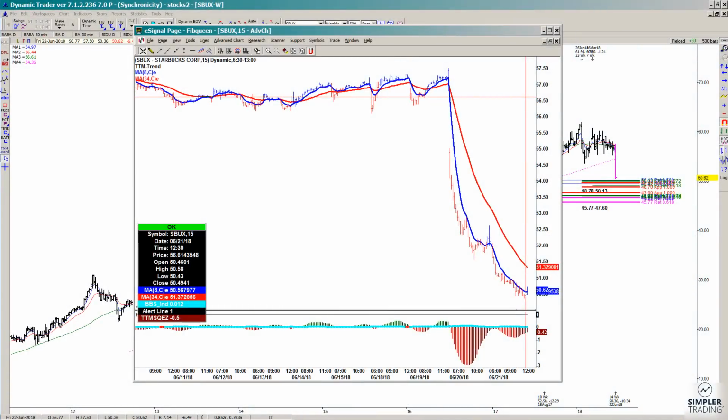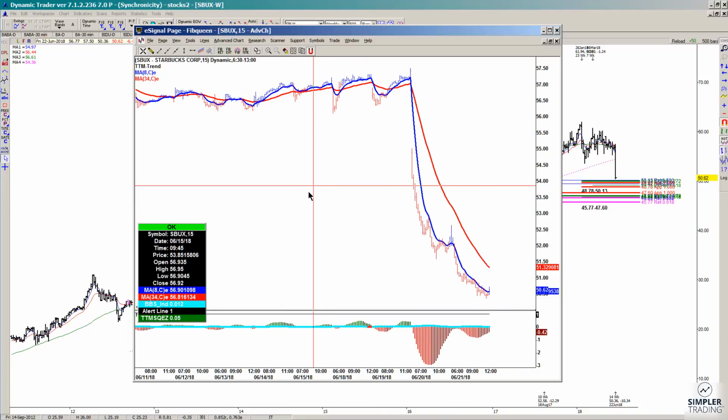In today's video, we're going to take a look at Starbucks. Now, I definitely heard about this in the news and that it got pretty ugly. So I wanted to kind of back up and look at the bigger picture to see if there are any areas that we should stock for a possible bounce.